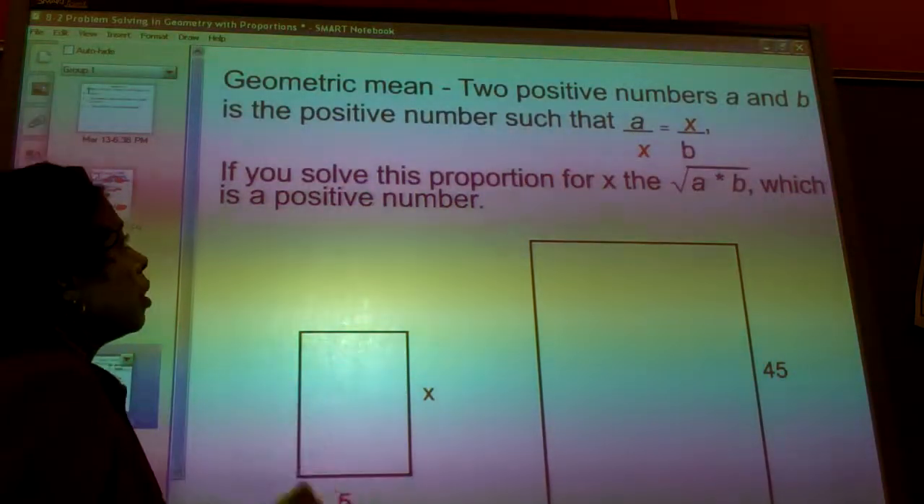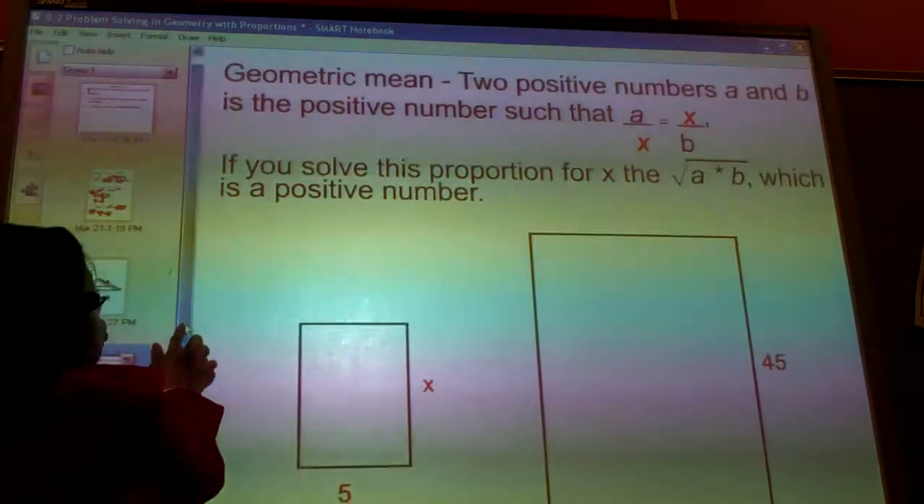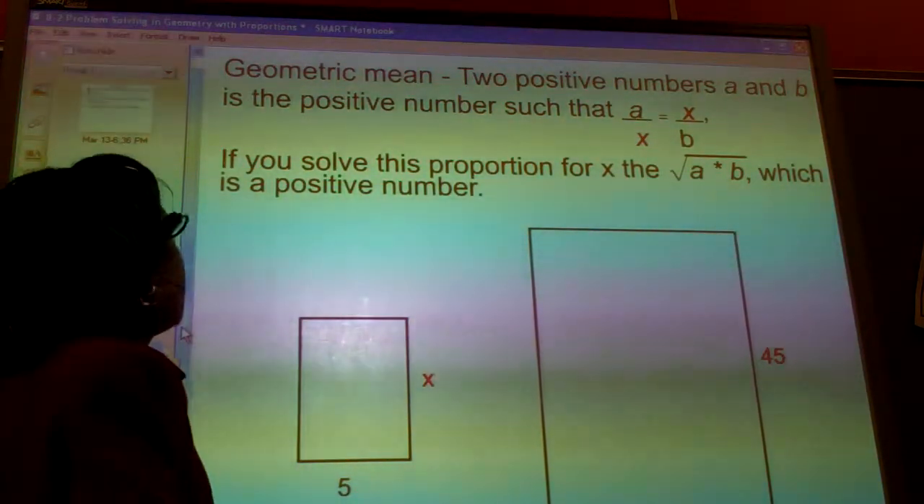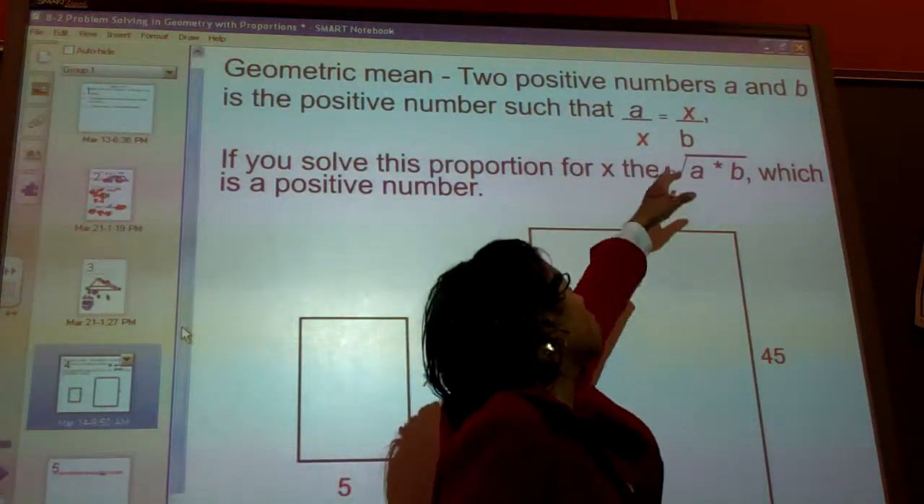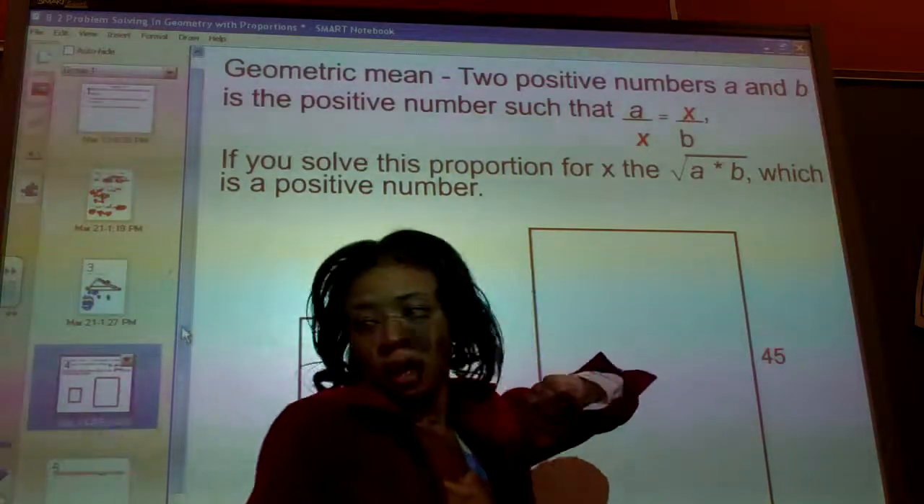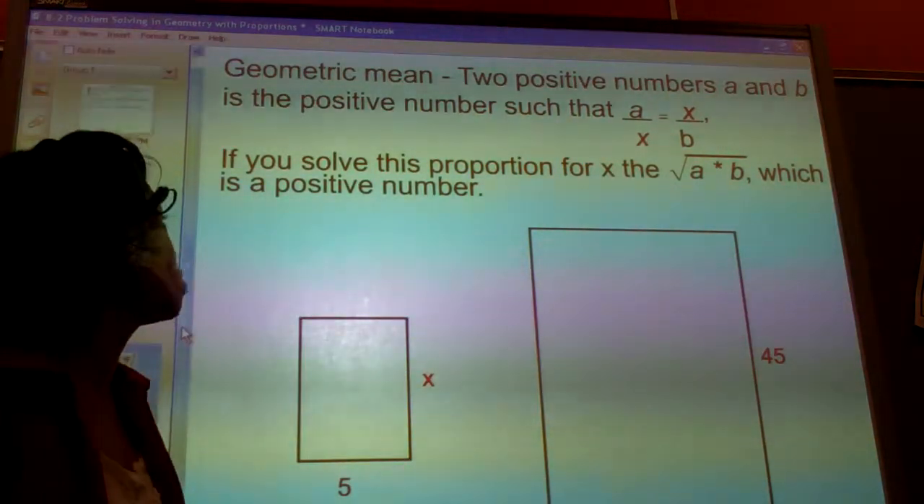The geometric mean is simply, for two positive numbers A and B, a positive number X such that A over X is equal to X over B. And I'll show you an example of when you use that.